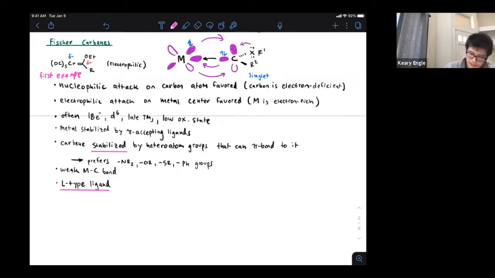The metal here is typically stabilized by pi accepting ligands. We see in this case pentacarbonyl, because it's an electron rich metal, you need pi accepting ligands on the metal. And then we talked about the benefit of heteroatom stabilization, and we'll see how this contrasts to Schrock type carbenes. You can also get some degree of stabilization in the Fischer case from aryl groups or vinyl groups, which similarly, because they have these filled pi bonding orbitals, can donate electron density.